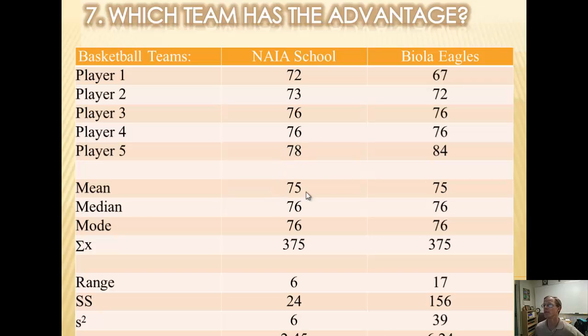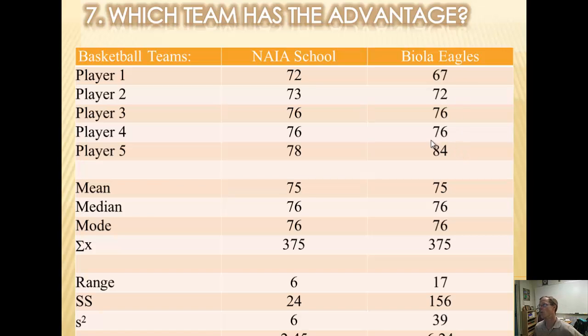Okay, the mean of both teams turns out to be 75 inches. The median of both teams turns out to be 76 inches. They're both ordered, and 76 is in the middle. And the mode is 76. There's two with 76 inches. Therefore, the two teams are equally matched, all other things being considered, right?